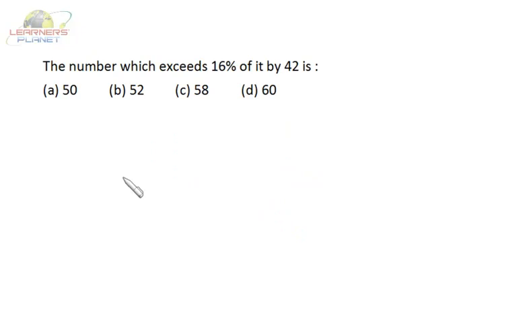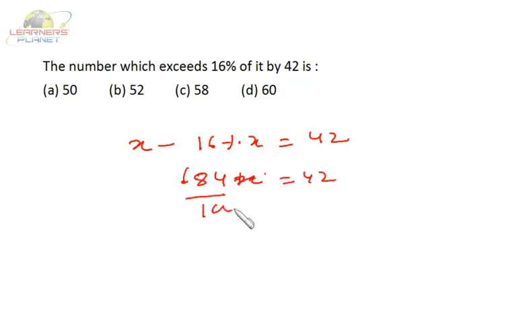Let's see this question. The number which exceeds 16% of itself by 42. That means we are calculating 84% of that particular number. x minus 16% of x is 42. That means precisely we are calculating 84% of x. So 84% of x, or we can say 0.84 of x, is 42. So x must be 50.